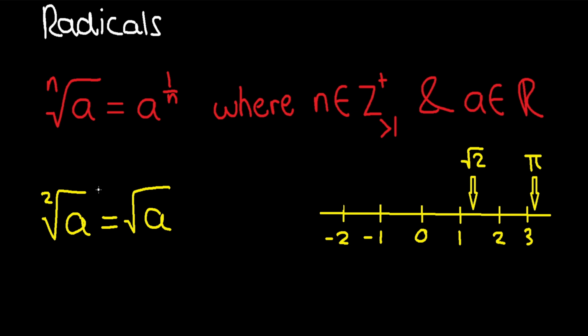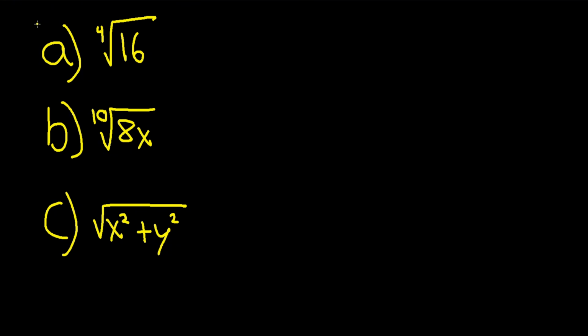However, there is one exception to this notation. That is, for square roots, we can just drop the index. Now let's do a few examples, and I'll ask you to write each of the following radicals in the exponent form. So feel free to pause the video if you need to.